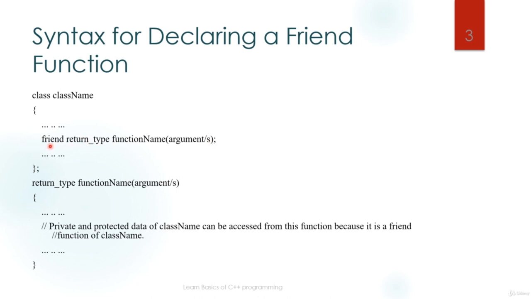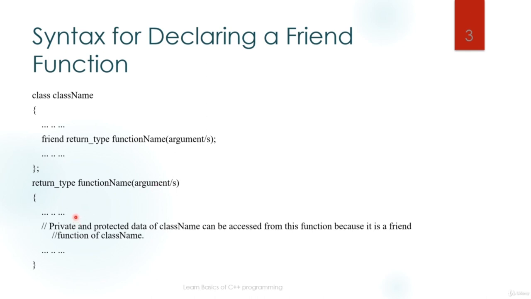First, we need to write the keyword friend, then the return type, then the function name and the arguments. What arguments are we going to specify over here? It will be the object of the class. The definition of the friend function will be written outside the class. For that, there is no need to write the friend keyword again. Directly, we will mention the return type, function name, and the arguments.